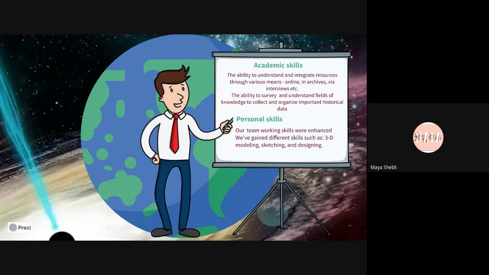There were a lot of skills that we achieved. We divided them into two types: the academic skills and the personal skills. The academic skills were the ability to understand and integrate resources through various means, and the ability to survey and understand fields of knowledge to collect and organize important historical data. As for the personal skills, our teamwork skills were enhanced. We've gained different skills such as 3D modeling, sketching, and designing.